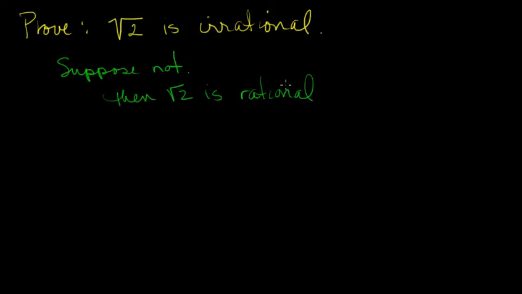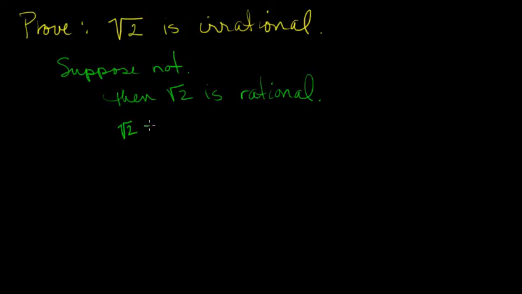We don't want to make any missteps in our reasoning because all of these steps have to be made on sound reasoning, and we end with a contradiction, and the only thing that could be wrong then is the supposition. So then the square root of 2 is rational. Well, what does it mean if the square root of 2 is rational?